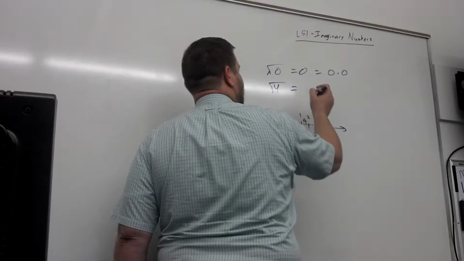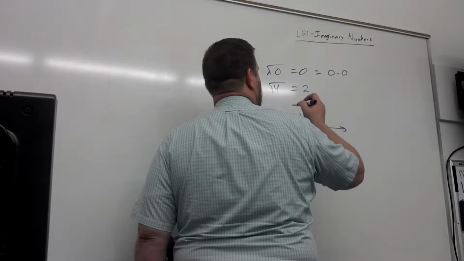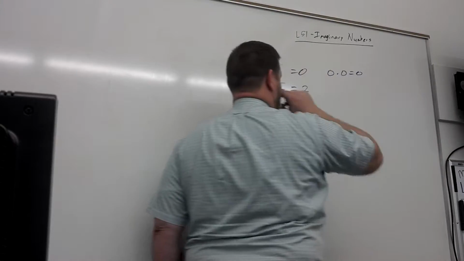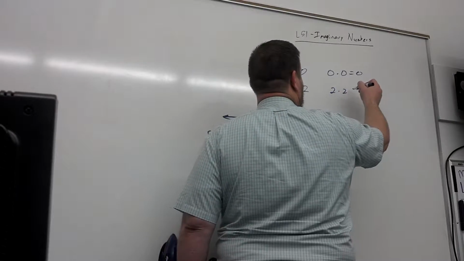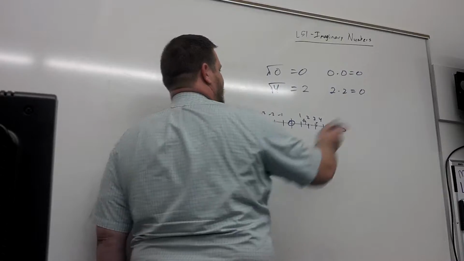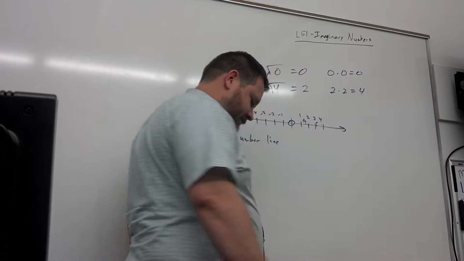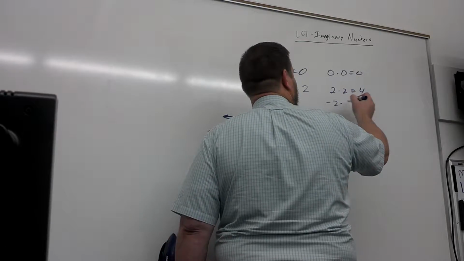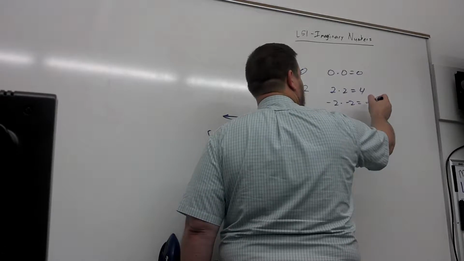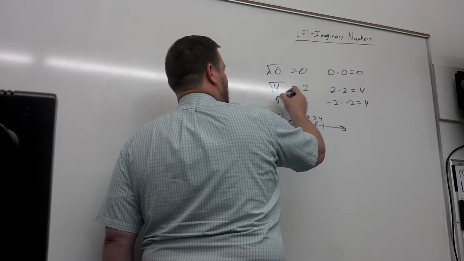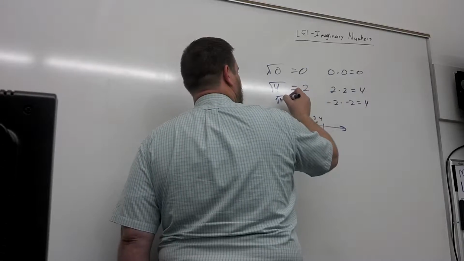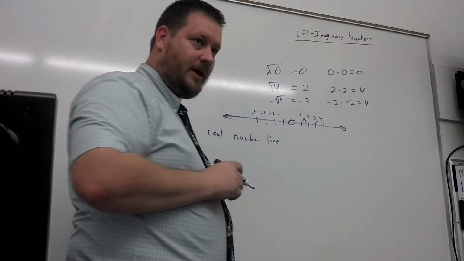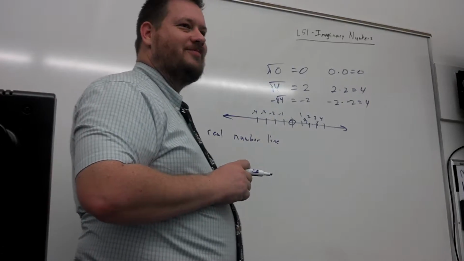What's the square root of 4? Two, because 2 times 2 equals 4. What happens if I do negative 2 times negative 2? I get 4. So I have a positive square root, and if we mean the negative square root, we usually put a negative in front of it like that.